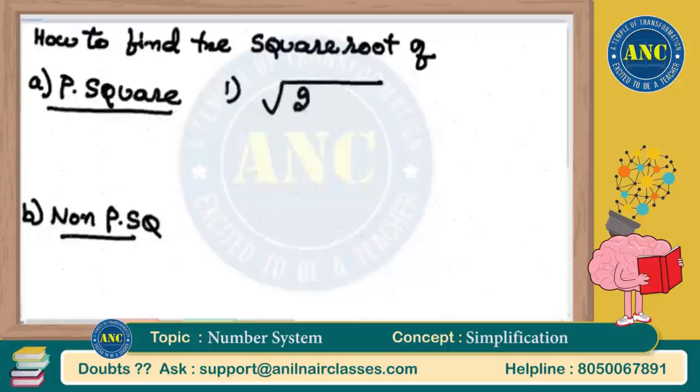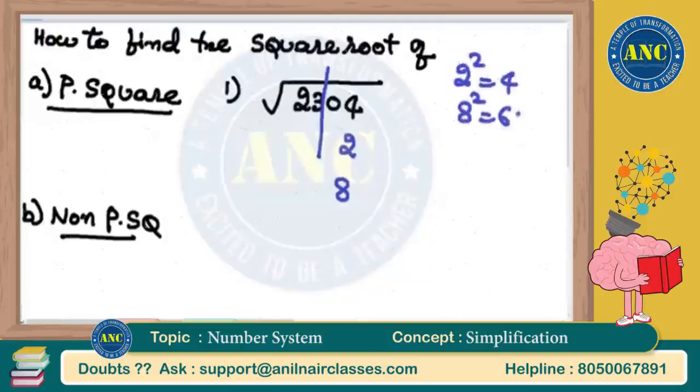Listen carefully. It is a root of 2304. Because it is a perfect square, go from the right, keep a slash after two digits. If I keep a slash after two digits, it is ending with 4. 2 square is 4 and 8 square is 64. Which number on square will I get 4? 2 square is 4 and 8 square is 64.